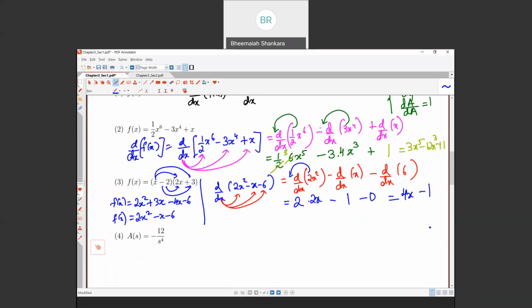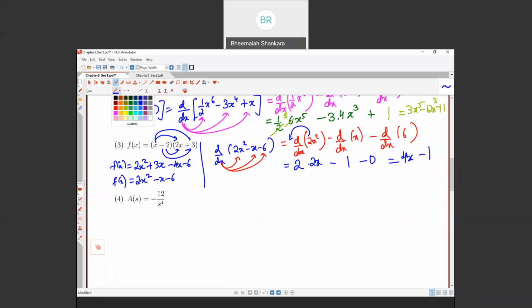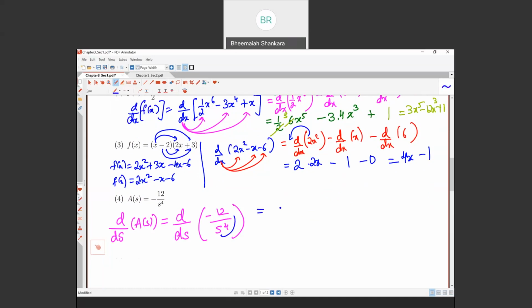In the next example, you have a function of s, which is negative 12 divided by s to the 4. So you want to write the derivative this time with respect to the variable s. d/ds of the function of s, which is the function you want to derive. So this is d/ds of negative 12 over s to the 4. S to the 4 can be moved to the top, rewritten as d/ds of negative 12 s to the negative 4. A constant times the multiple, the constant always moves outside. So it's negative 12 d/ds of s to the negative 4.